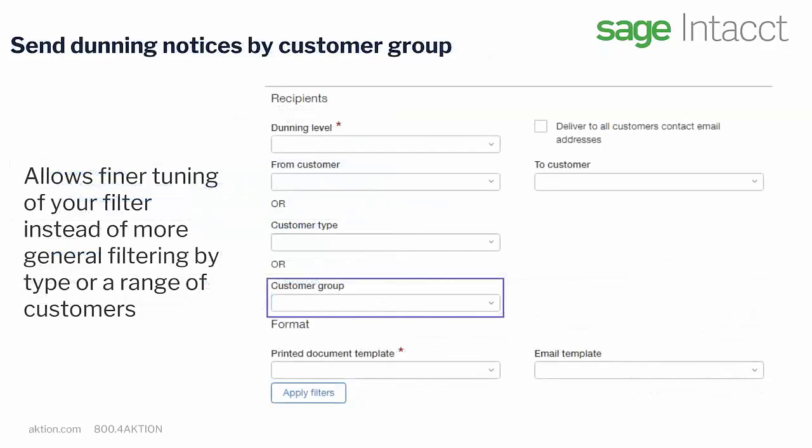You now have the option to finer tune when sending dunning notices to your customers. You can create customer groups to have it easier to select the customer group and send out those dunning notices on the AR side.